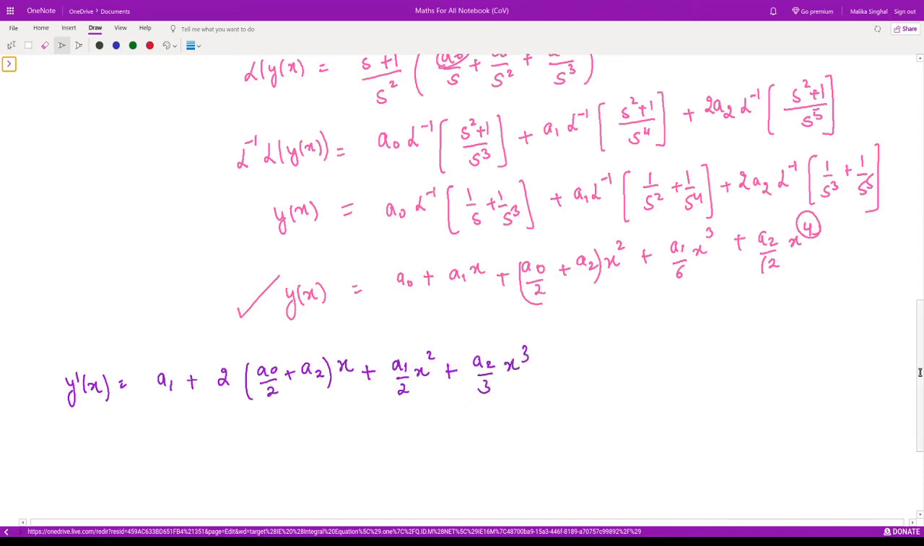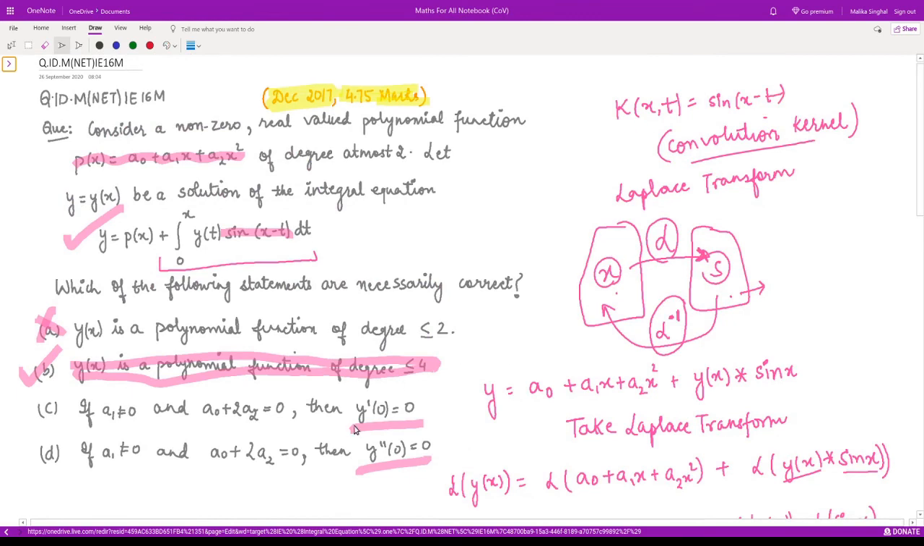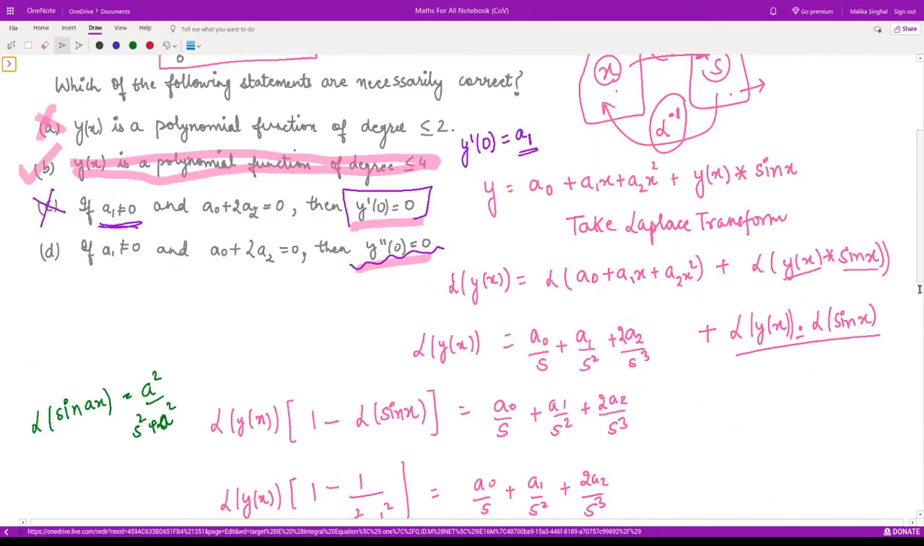So now they are saying what would be y dash of 0? Y dash of 0, that would be simply equal to a1, and let's see our conditions. In the option C, they are saying this term is equal to 0 when a1 is non-zero. But we are getting y dash of 0 is equal to a1, right? So this is 0 only when a1 is 0. So this condition is not true, right? So the remaining condition is this y double dash of 0 is equal to 0. Let us calculate that also.